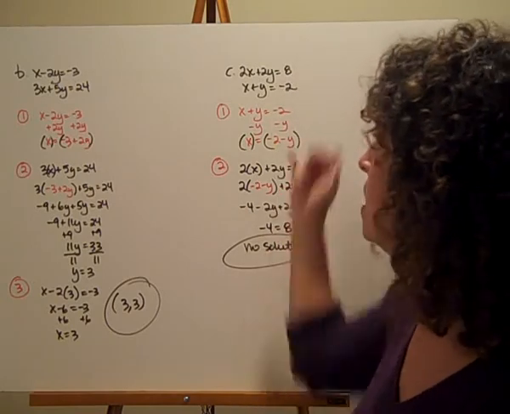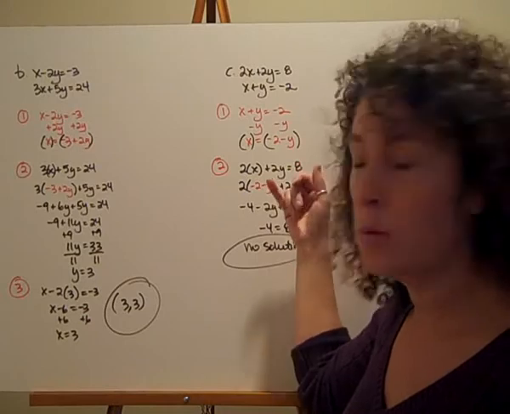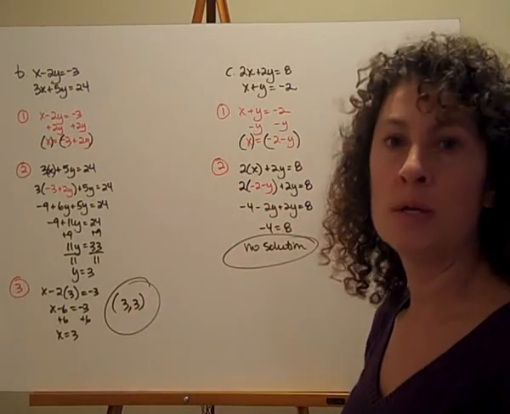So substituting, solving one equation for one of the variables, substituting it into the second equation, and then coming back and finding our second variable.